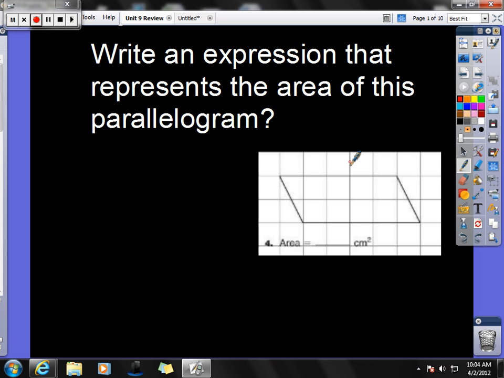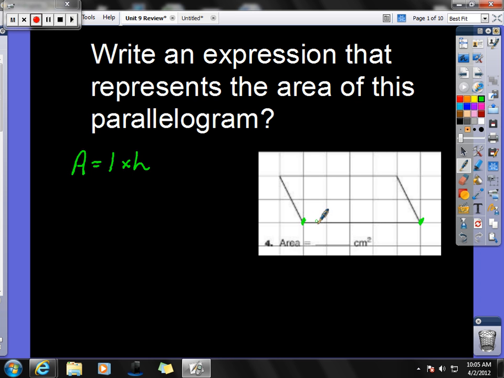Today we're looking at calculating area, and in this case it says write an expression that represents the area of this parallelogram. I have my parallelogram here. It's got a pair of parallel sides, this one on top and this one on the bottom. And I know that the area equals the length of the parallelogram times how high that parallelogram is. The length is the length of the base, so the length from this dot all the way across the bottom to that dot.